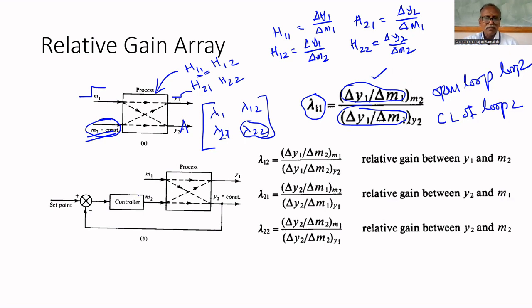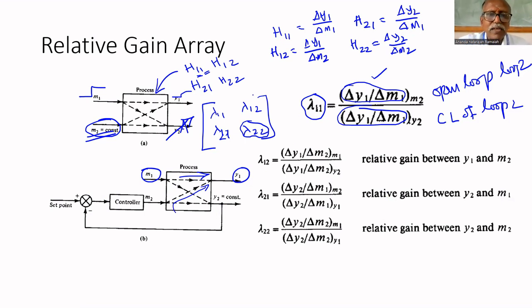How to find the denominator? The denominator is again change in Y1 divided by change in M1, keeping Y2 constant. Here you notice that if we change M1, Y2 also will change because of interaction. But we want to keep Y2 constant, which means we should close this loop. Then only it is possible to keep Y2 constant. That's why there are two effects. One is because of M1, there will be direct effect. Another one is indirect effect. Both will be there on Y1. For that, we found the denominator. The ratio between the two is called lambda 11.